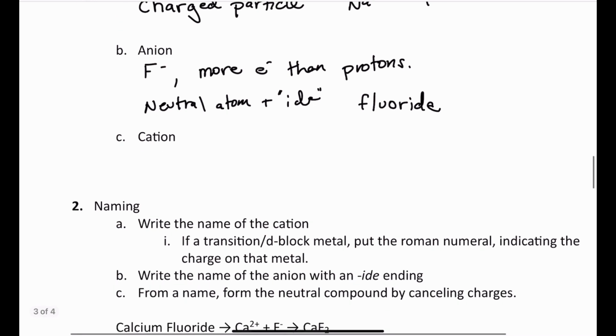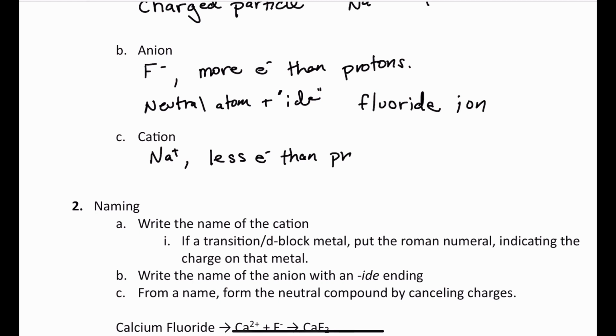And then a cation is just the opposite. So cation would be a sodium ion, and there are less electrons, or fewer. So this is just the name of the cation. So then this is just called sodium ion.